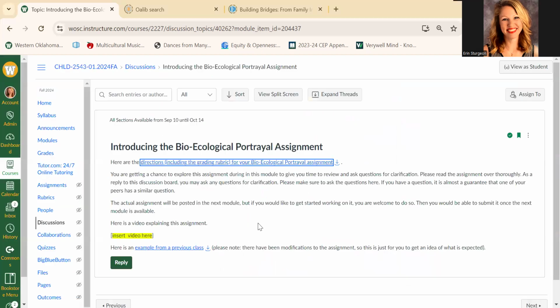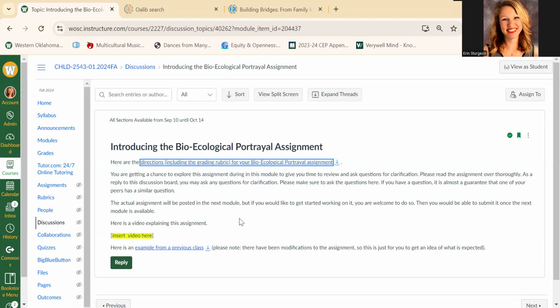What you're doing this week is just starting your brainstorming. You get to go over this again on your own and just be thinking about the assignment. This discussion is your place to review and ask questions for clarification. So read over the assignment thoroughly, and as a reply to this discussion board, you can ask any questions you need clarification on. Please ask them here so that other people can get a response too, because you're probably not the only one with a question.